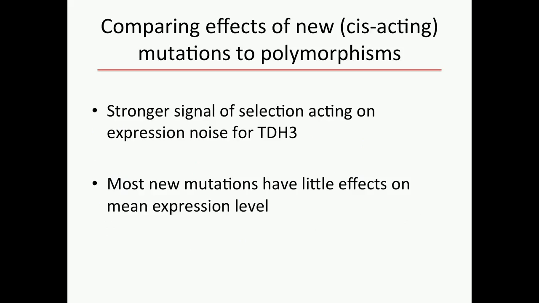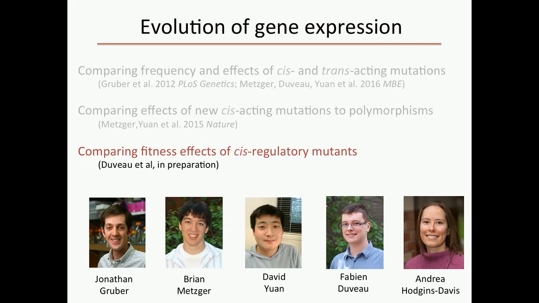So we see a stronger signal of selection acting on expression noise for the TDH3 promoter than on mean expression level. I want to be clear, I don't think that this is because selection for noise is stronger than selection for mean expression level, but rather that new mutations are more often changing noise than they are having big changes in gene expression level. So I think the signal of selection we see is a product of the mutational bias that is just the reality of the system.